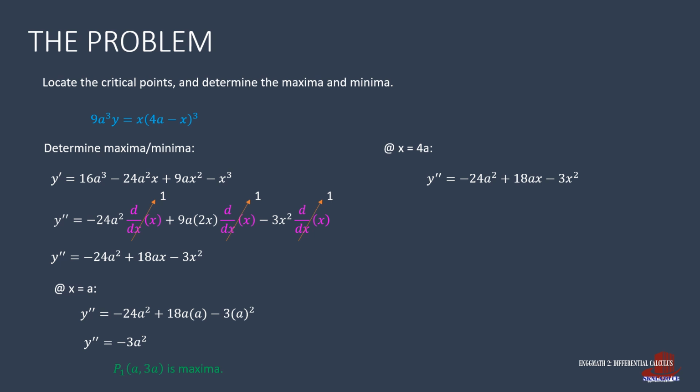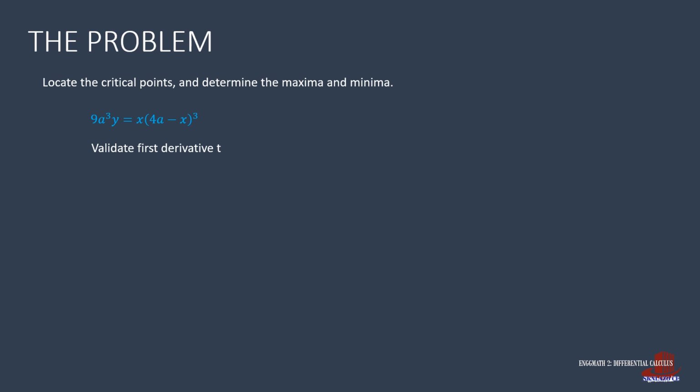Y double prime is negative 24a squared plus 18a times 4a minus thrice of the square of 4a, which then becomes 0, which means the test fails for the point. Use the first derivative test for the second point.